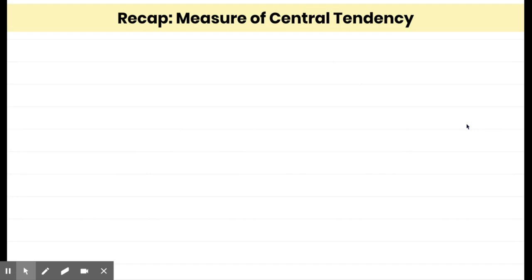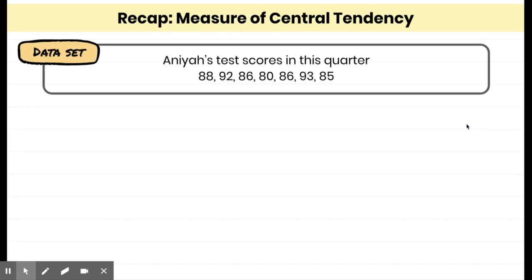And just to recap what we have learned in this unit, we are learning about the measures of central tendency, which means how can we measure the majority of the data set. If we were given this data set, so let's say the test scores of a student, she took the test 7 times, there are 3 ways that we can summarize the data as far as we've learned in this unit. So Anaya's test scores in this quarter: she scored 88, 92, 86, 80, 86, 93, and 85. So there are 7 scores ranging from 80 to 93.